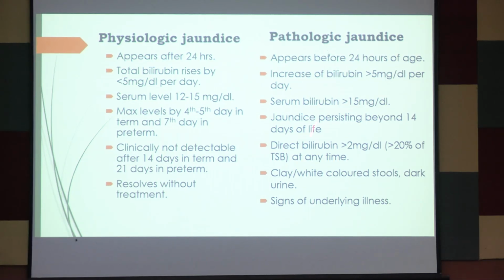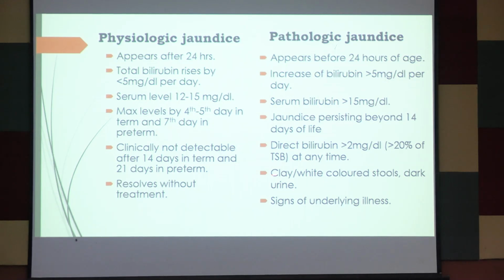And in pathological jaundice, there will be direct bilirubin. Conjugated hyperbilirubinemia will be there, that is neonatal cholestasis, more than 2 milligram per deciliter or more than 20% of total serum bilirubin.